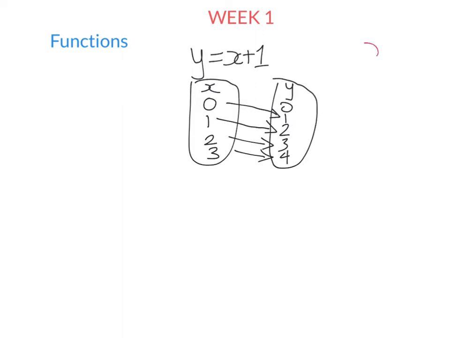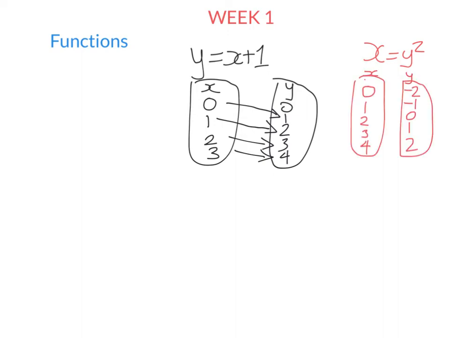If we had the equation x equals y squared, we can also see this as a map where we take an x value to corresponding y values. So here x equals 0 maps to y equals 0, but x equals 1 would map to minus 1 and 1, because 1 squared is 1, but minus 1 squared is also 1. Similarly, x equals 4 would map to minus 2 and 2. So the first map here is an example of a function, the second map is not.